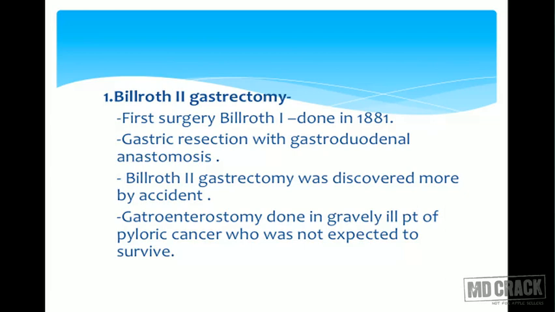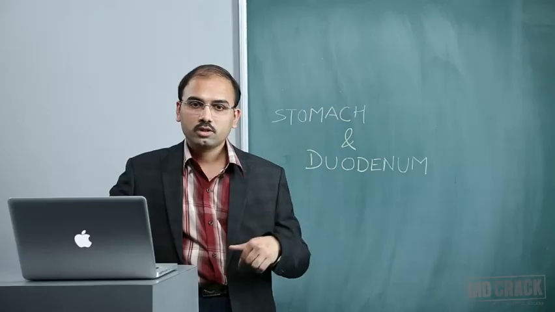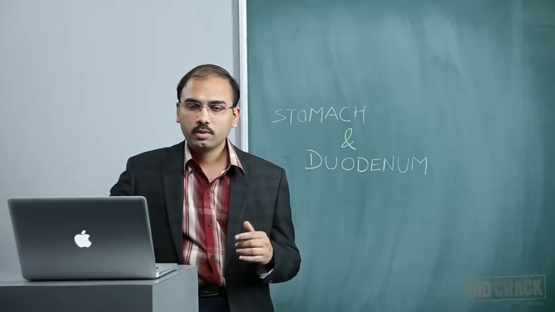The first surgery, Billroth 1, was done earlier. Then gastric resection with gastroduodenal anastomosis, and Billroth 2 gastrectomy, which was discovered by accident. The gastroenterostomy was done in a gravely ill patient of pyloric cancer who was not expected to survive, but he did well, and they went on to resect the stomach. The stomach distal to the anastomosis was resected, and they constructed a gastrojejunostomy, which is an omega loop.